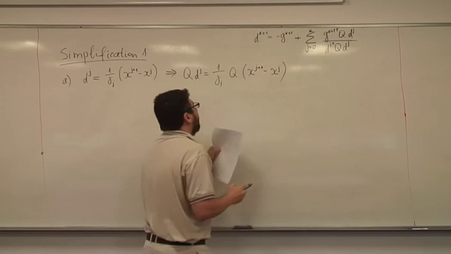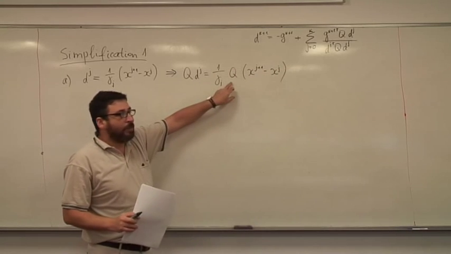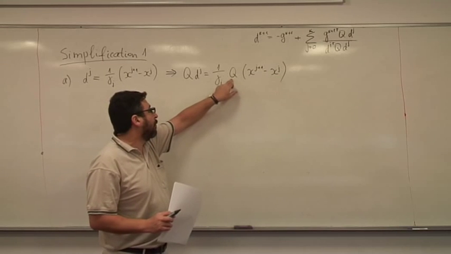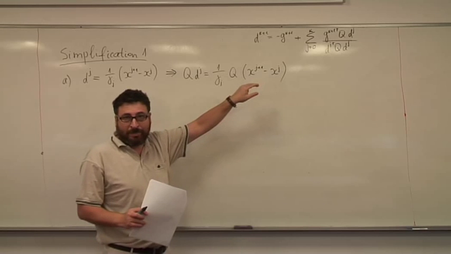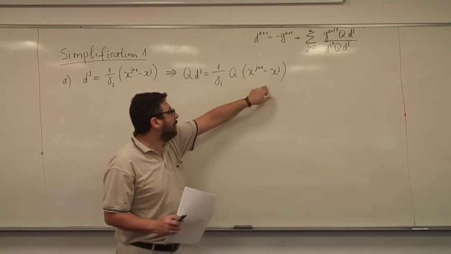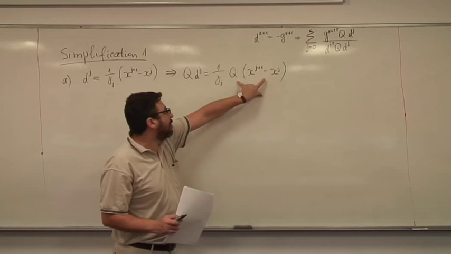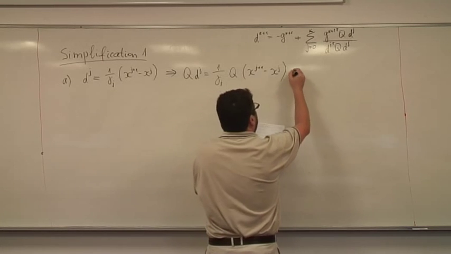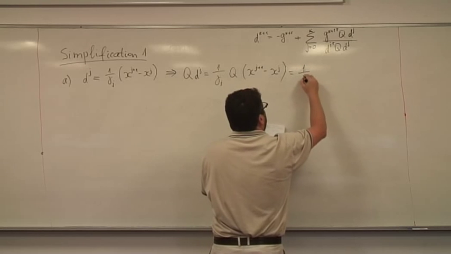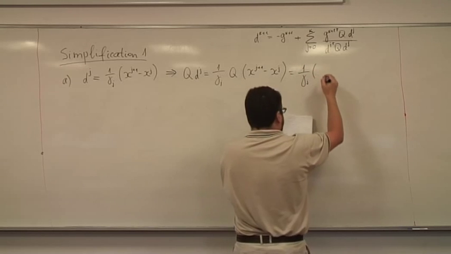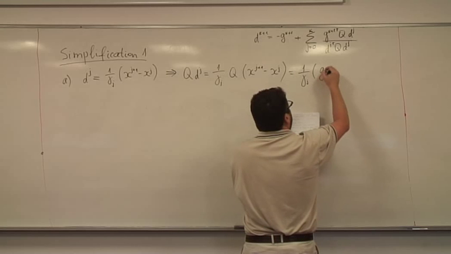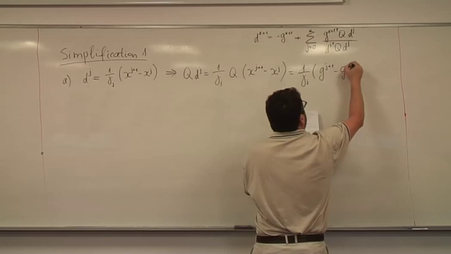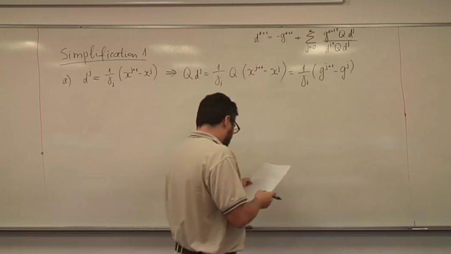And if you remember the formula for the gradient of our objective function, it was Qx plus b. So here is just the difference of two gradients: 1 over gamma j, (g j plus 1 minus gj). Okay.